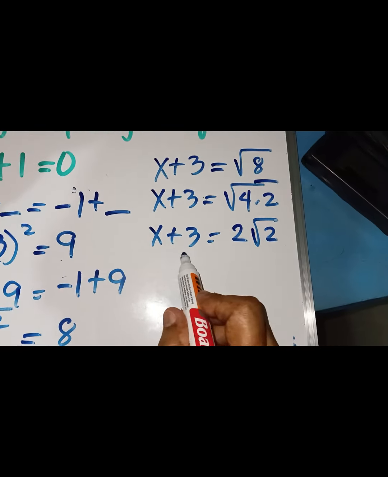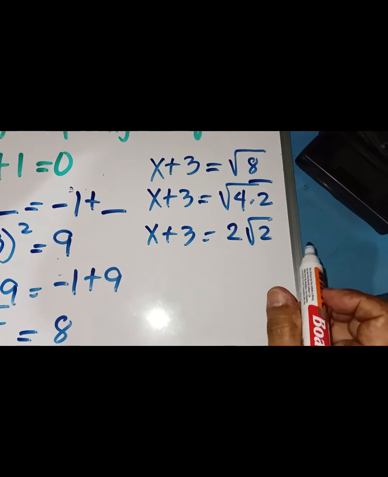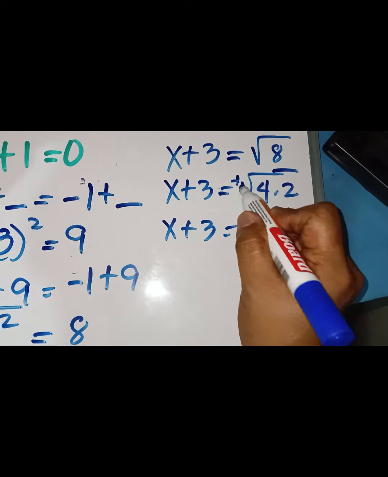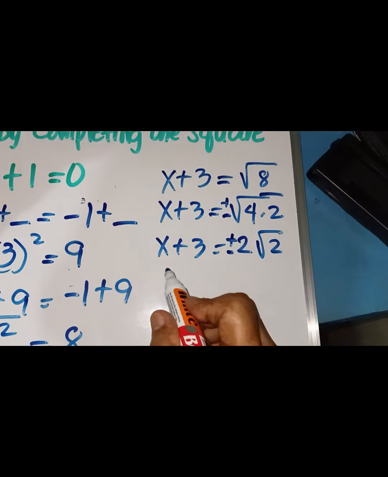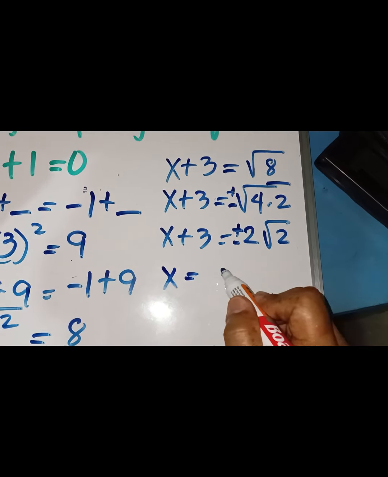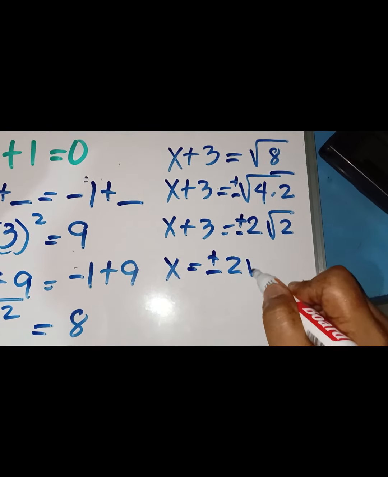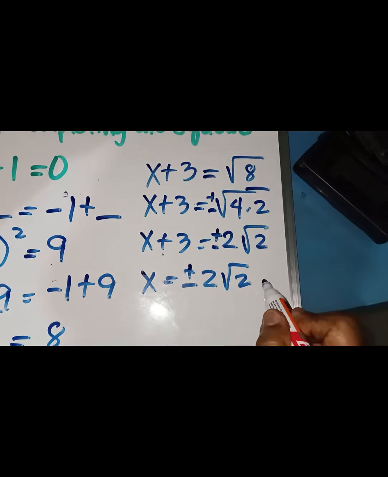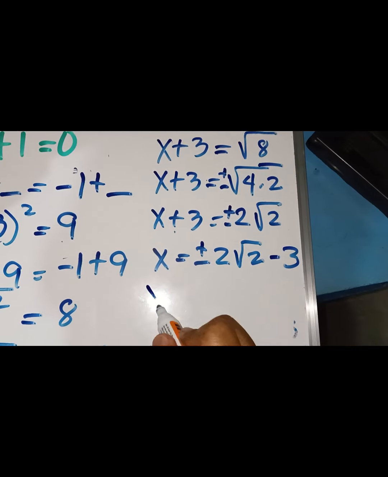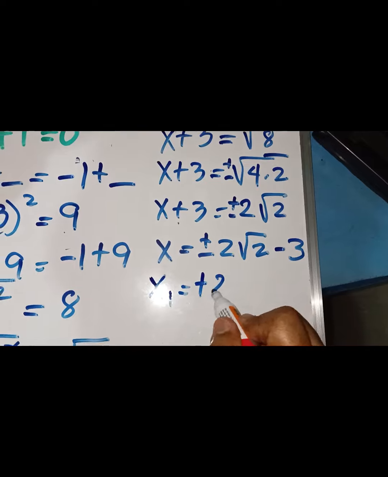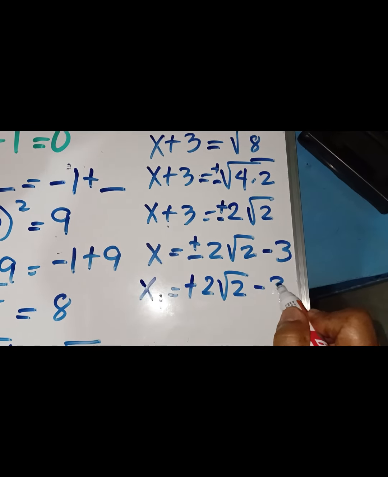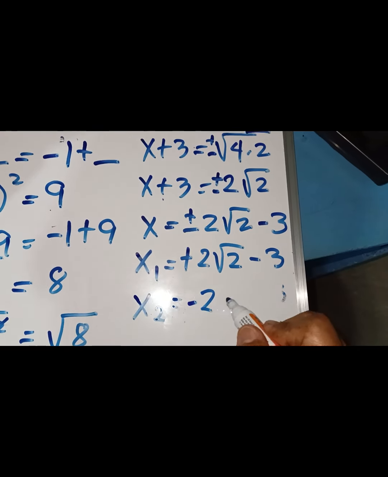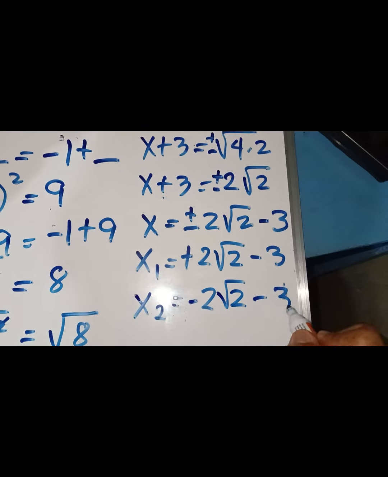So, we can now transpose positive 3 to the other side. By the way, do not forget the positive and the negative. So, we have now x is equal to positive, negative 2 square root of 2. From positive 3, it transposes to the other side and becomes negative 3. So, we have now x1 is equal to positive 2 square root of 2 minus 3, and your x2 is equal to negative 2 square root of 2 minus 3.